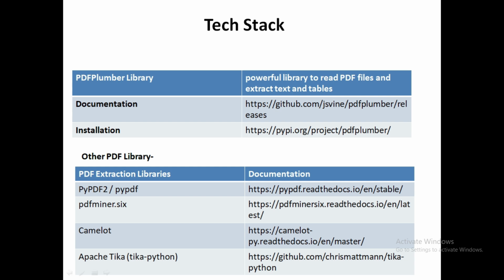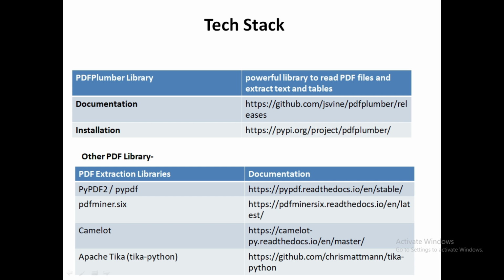However, I have also given the links for other PDF libraries which you can try and test, like PyPDF2, PDFMiner, Camelot, Apache. Camelot is primarily helpful if you have a lot of tables in the data and you want an efficient mechanism to extract the information from those tables. In that case, Camelot will be helpful for you. So you can go through these documentation links, read about these libraries, and see which one will better suit your application.